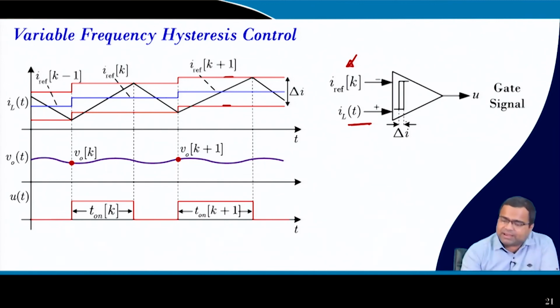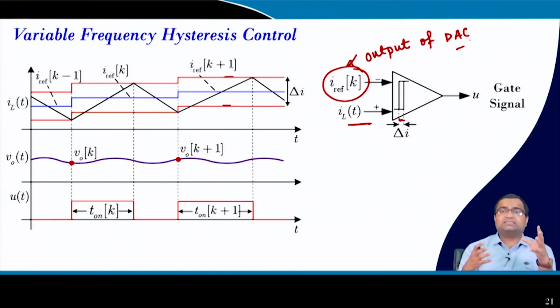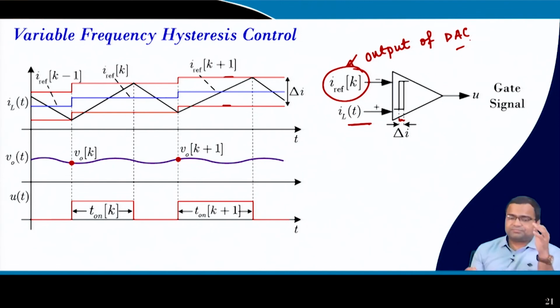So, for this hysteresis band, either you can implement a hysteresis comparator, or there are architectures that I will discuss shortly, where you can use a single comparator and a single D2A converter. So, you need a D2A converter here. This will come as the output of the D2A converter, and this D2A converter input is nothing but the controller output.